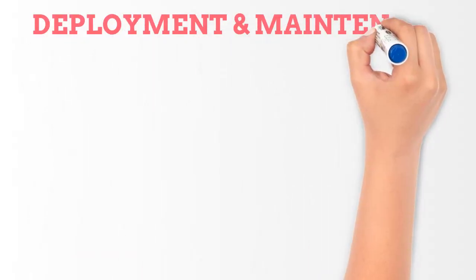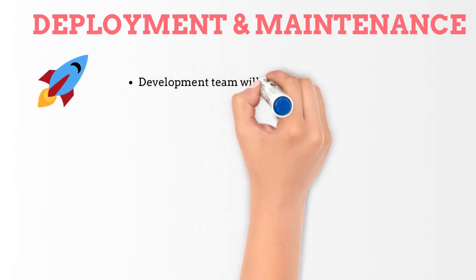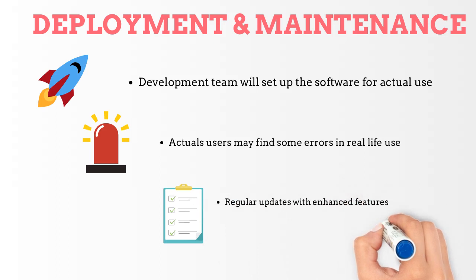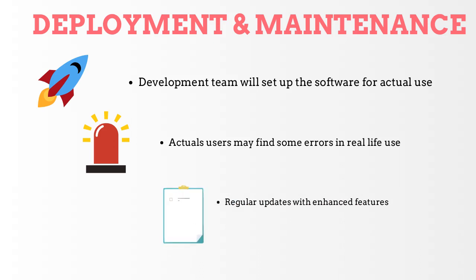Deployment and maintenance is one of the crucial phases of SDLC. In this phase, the business analyst ensures a smooth transition from development to production. The BA also monitors the post deployment performance and gathers clients' feedback for further enhancement. During this phase, the development team will set up the software for actual use. It might be possible that actual users may find some errors in real life. So developers debug the code and make sure that it works as per the requirement.